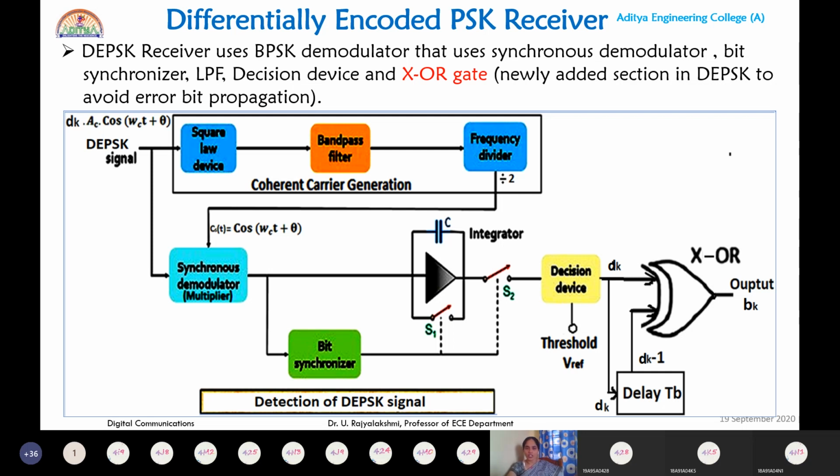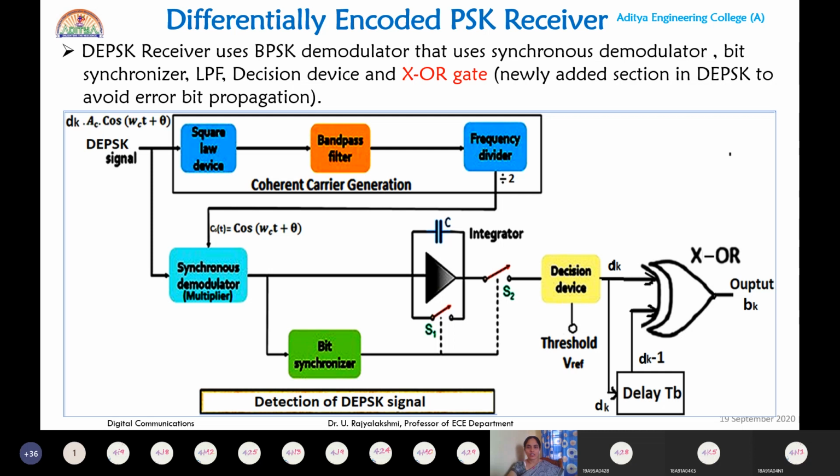Both are applied to the XOR gate. Here one more differential decoder is used. What will this differential decoder do? Whenever dk is equal to dk minus 1, bk will be 0. And when dk is not equal to dk minus 1, our output bk will be 1.